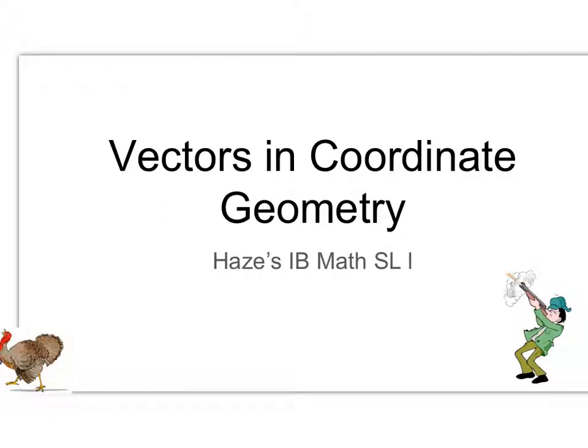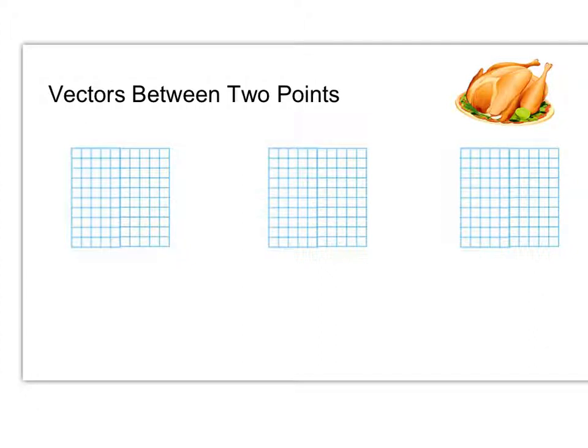Today we're going to talk about vectors in coordinate geometry. So we'll start with vectors between 2 points. Most of the vectors we've talked about, or all of the vectors we've talked about, have been centered at the origin. And this time I want to talk about vectors between 2 points.